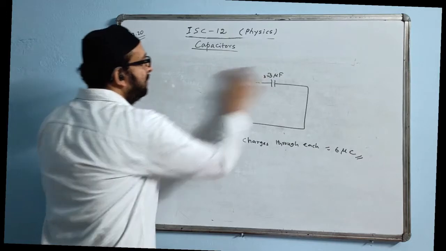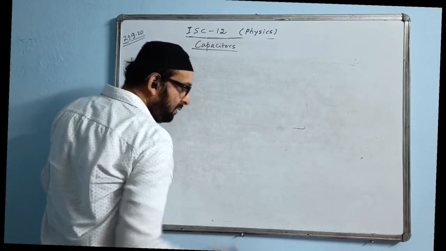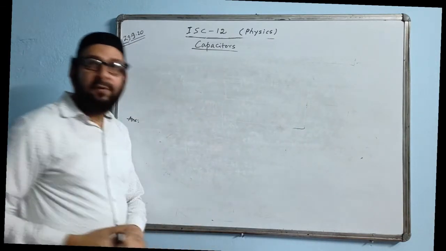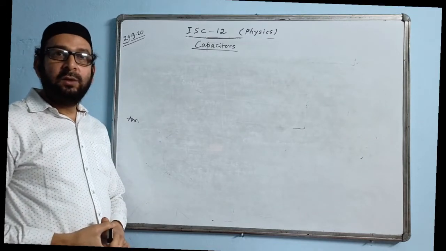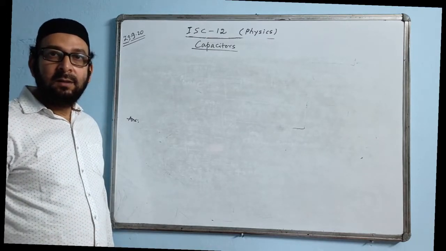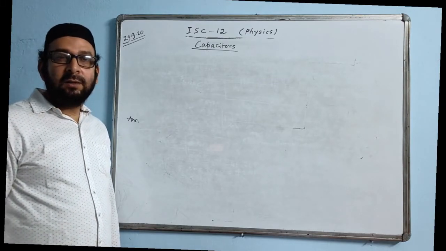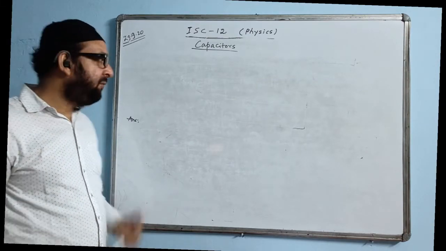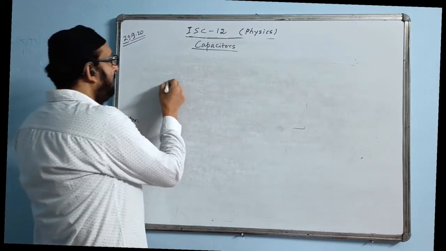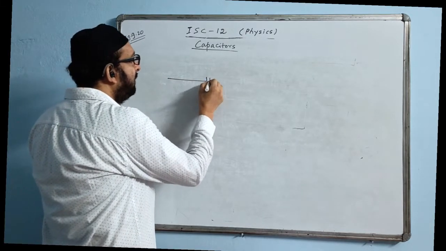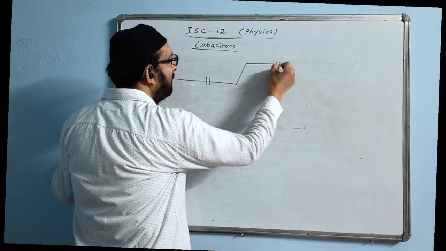Now the next question. Find the charges through each of the capacitors as shown in the figure. And now the figure is slightly different. And the figure is given like this.